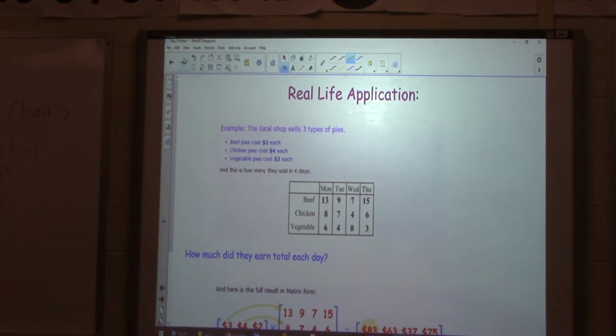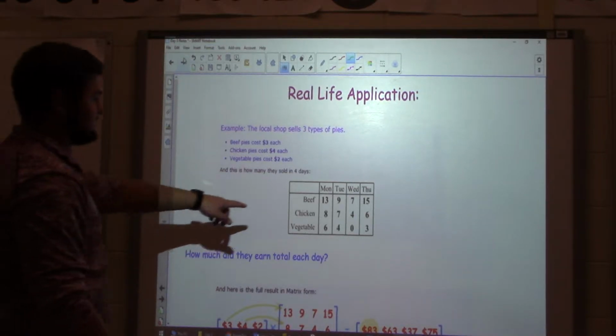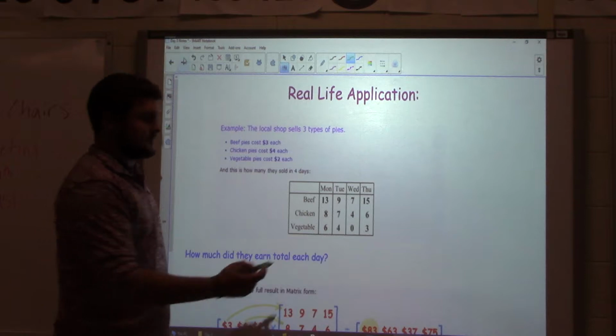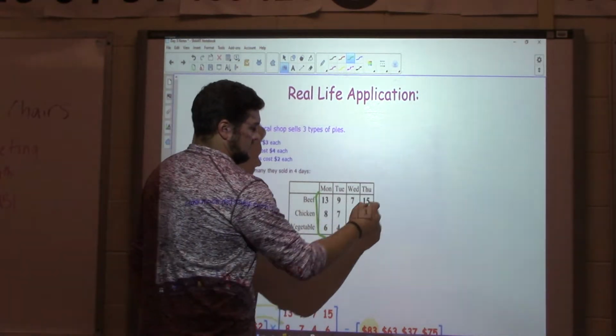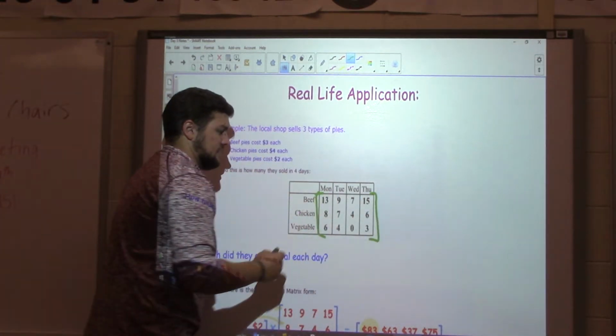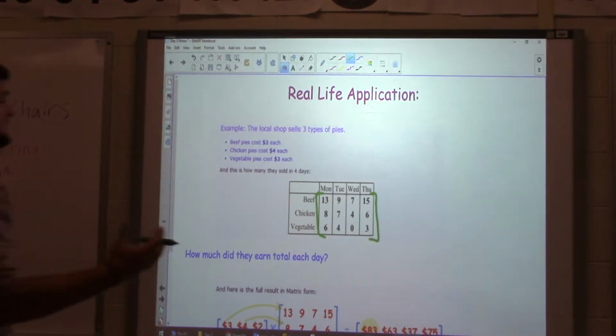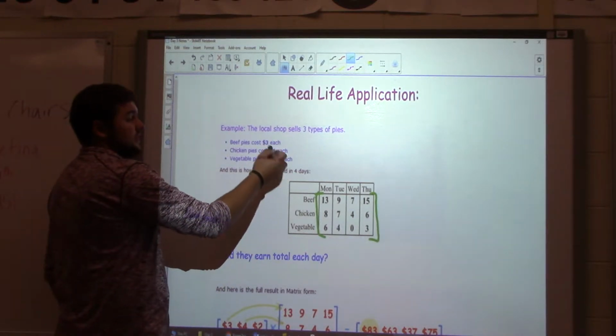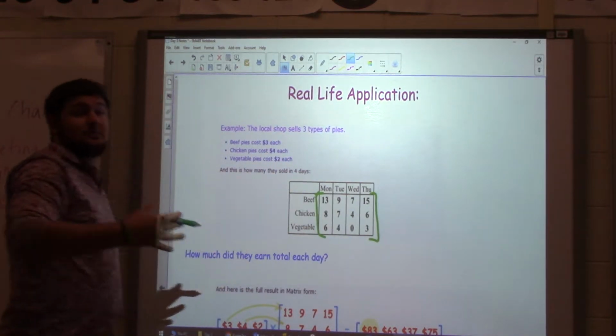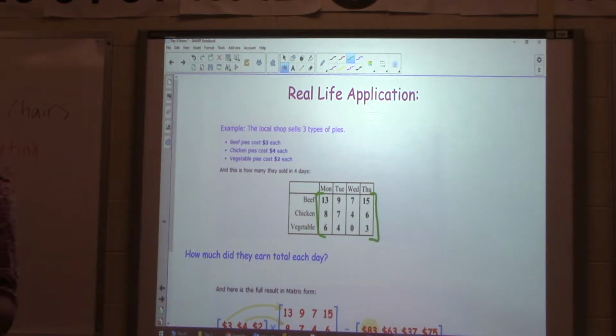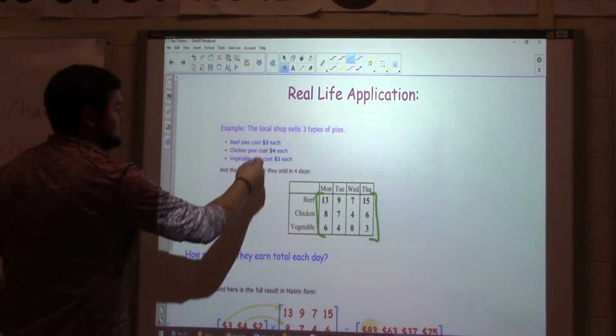99% of the time we do a real life application with matrices, we're going to get a table like this. That table is going to be one of our matrices, right? We're not going to do anything to it. We're just going to put it in matrix form. And then we have to take these values, in this case it's money, sometimes it'll be point values, sometimes money, who knows what it'll be, but whatever it is, we need to put that into a matrix as well.